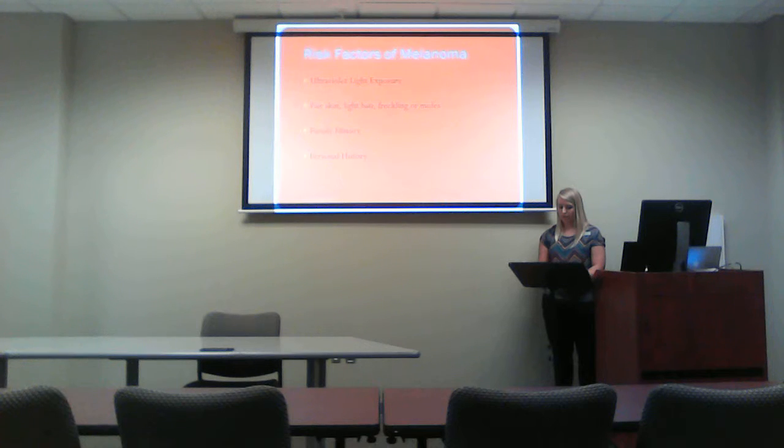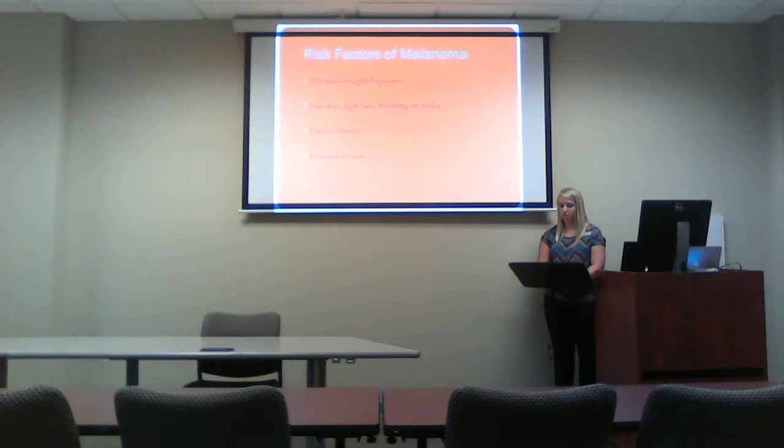A major risk factor of melanoma is ultraviolet light exposure. Some sources of UV rays include sunlight, tanning beds, or sun lamps. UV rays damage the DNA of your skin cells, which triggers mutations and forms tumors. Also, risk factors include fair skin, light hair, and easily freckling, or moles.